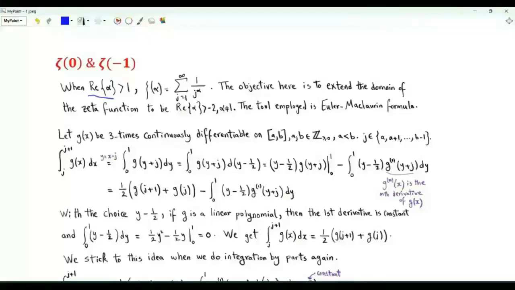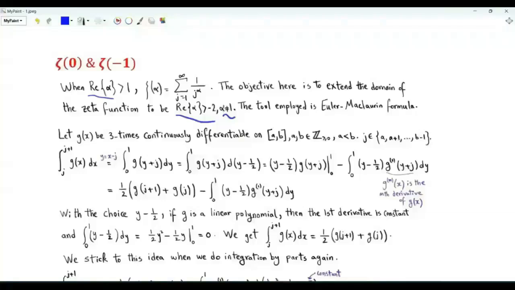When the real part of alpha is strictly greater than 1, the function zeta of alpha is given by the sum over positive integer g of 1 over g to the power alpha. The domain of the zeta function can be extended to include the whole complex plane except when alpha is equal to 1. In this video, the focus is extending the domain so that it includes the part of the complex plane where the real part of alpha is strictly greater than -2, excluding alpha equal to 1.